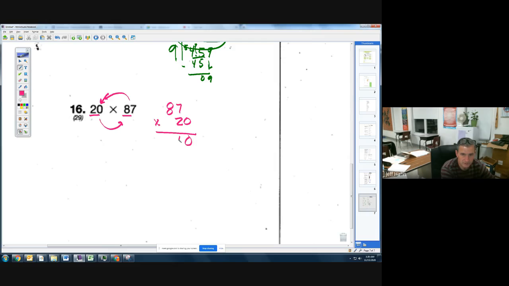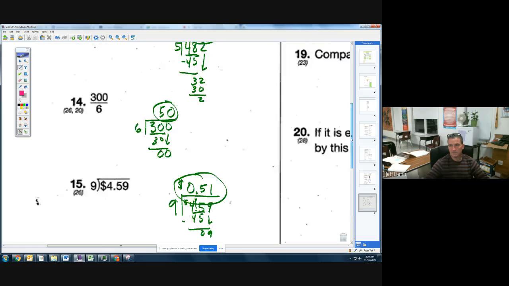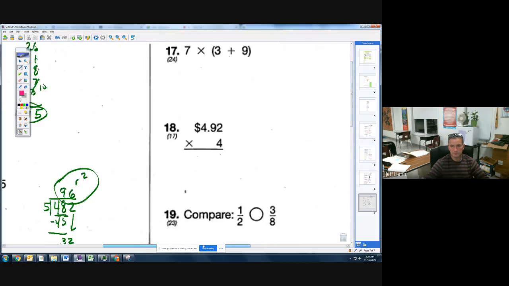2 times 7 is 14. 2 times 8 is 16, plus 1 is 17. 1,740. Oh, we are getting close now. Just a couple more.